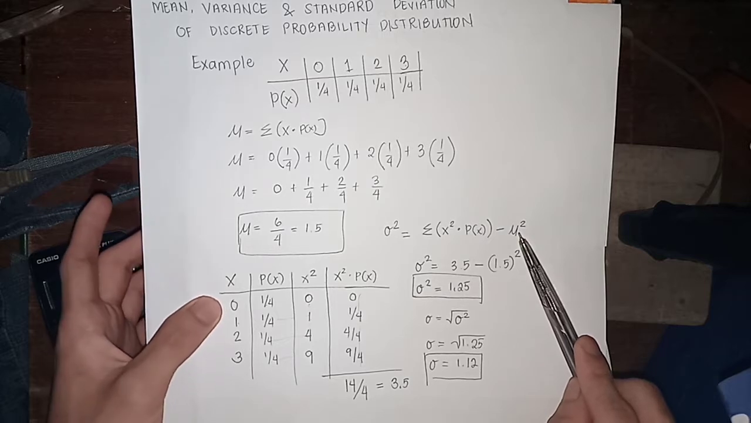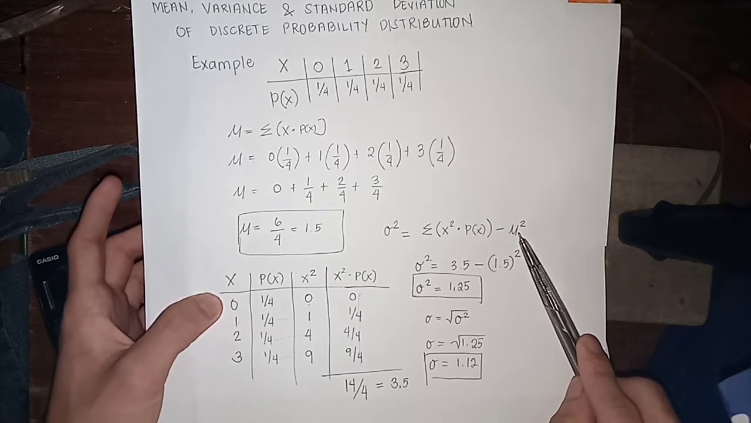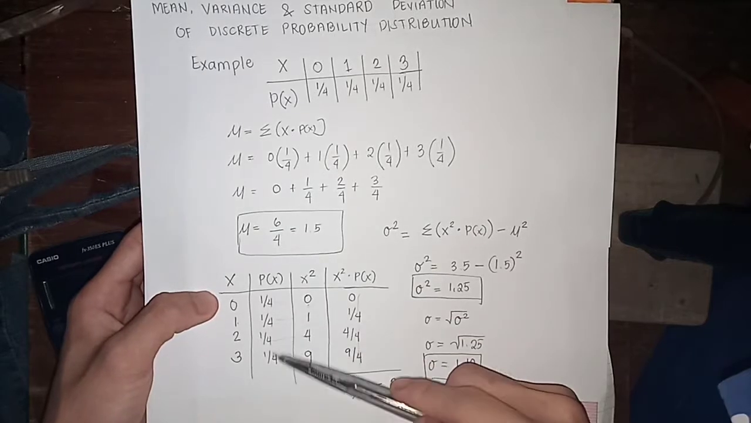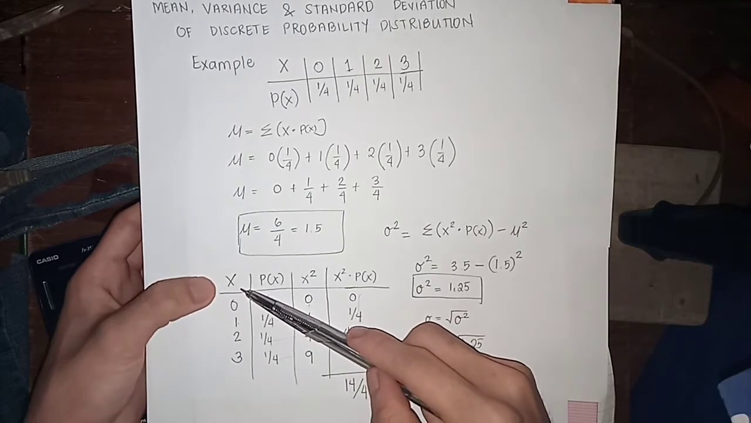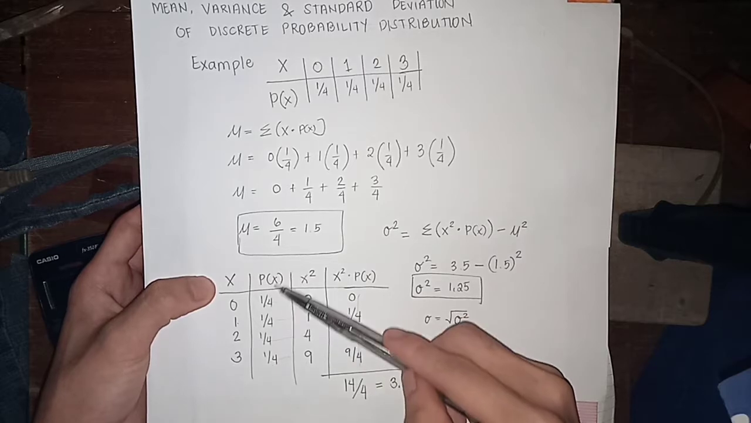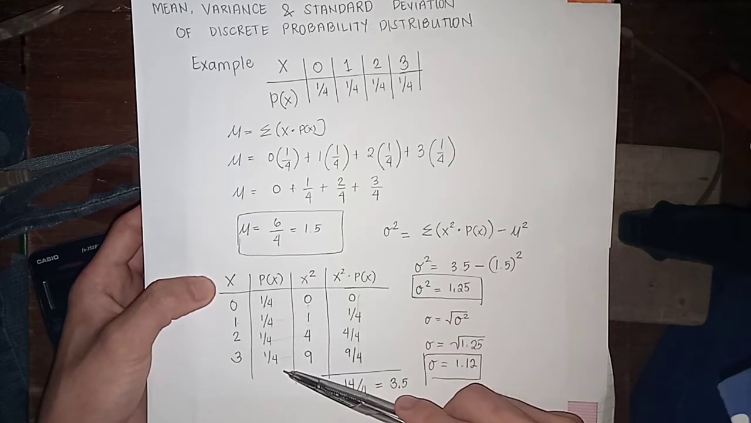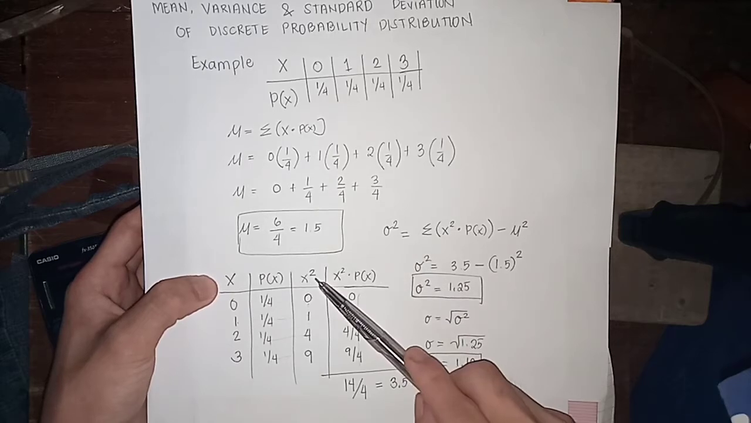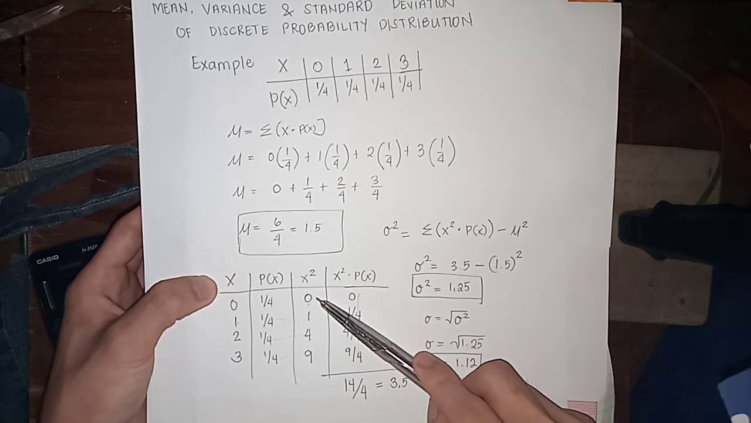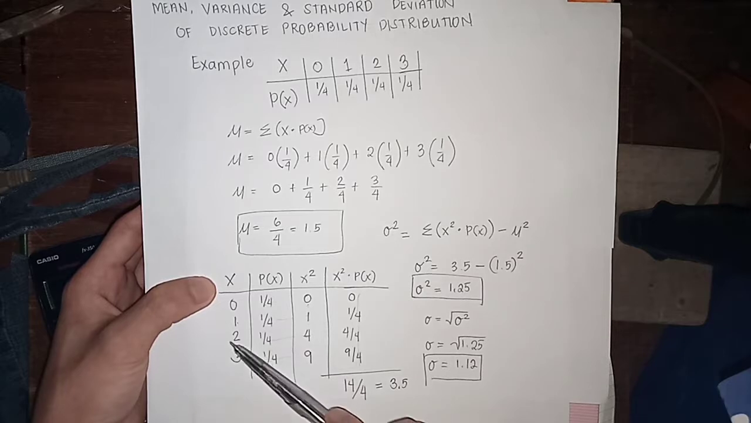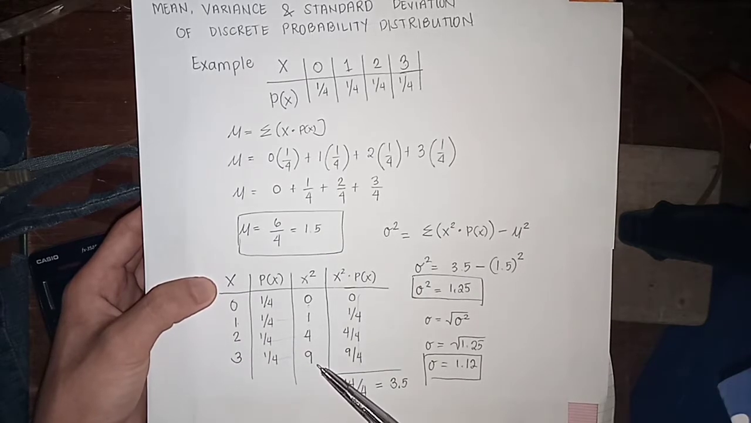So, by doing that, i-reconstruct lang natin yung table natin ng patayo. Inilista ko yung x, that is 0, 1, 2, and 3. Yung p of x, that is 1/4, 1/4, 1/4, 1/4. Kailangan ko magdagdag ng x squared na column, para magkaroon ako ng mga 0, 1, 4, 9. So, 0 squared, 0. 1 squared, 1. 2 squared, 4. 3 squared, 9.